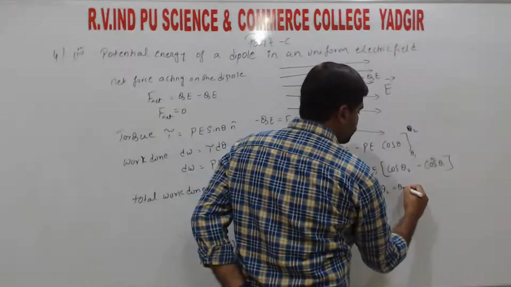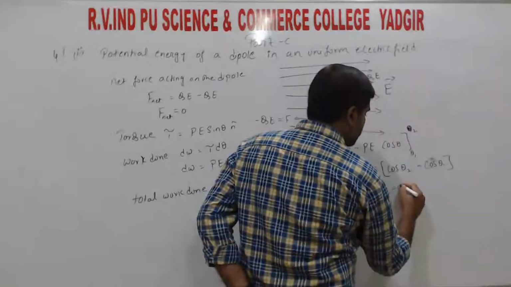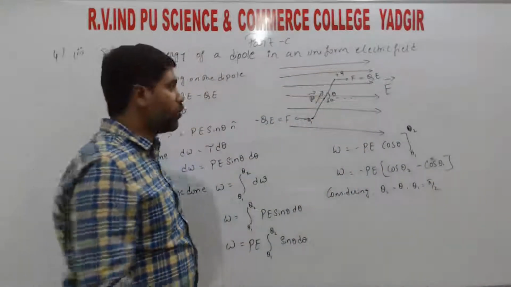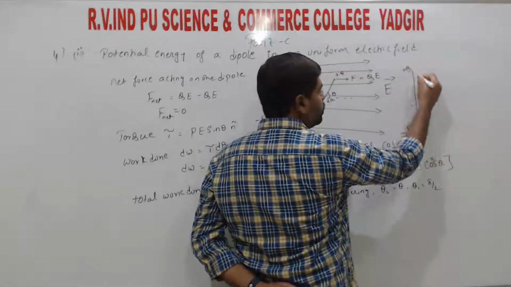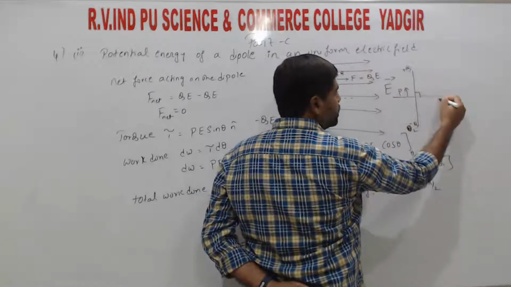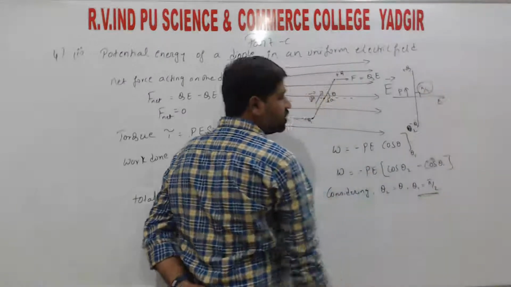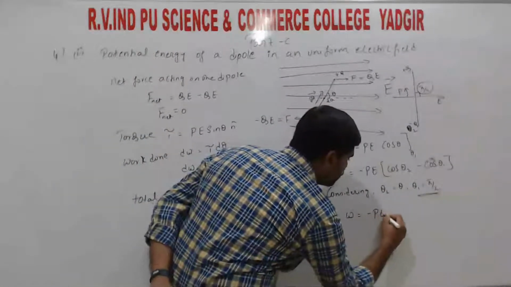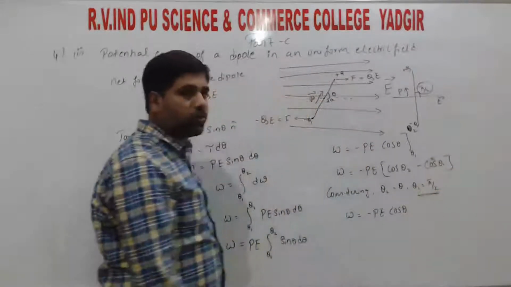Considering theta 1 equal to pi by 2, we always take it in the vertical form, so plus q and minus q. The angle between the dipole moment P and the electric field E is pi by 2, that is 90 degrees. We consider this relation. Substituting, W is equal to minus PE times cos theta minus cos theta 1, where theta 1 is pi by 2. Cos pi by 2 is 0, right?